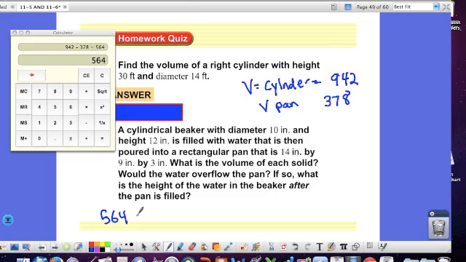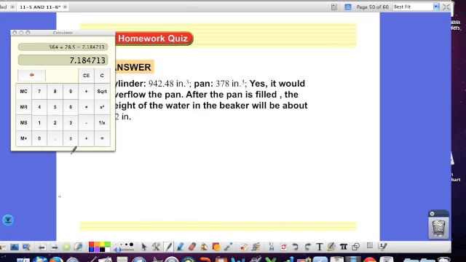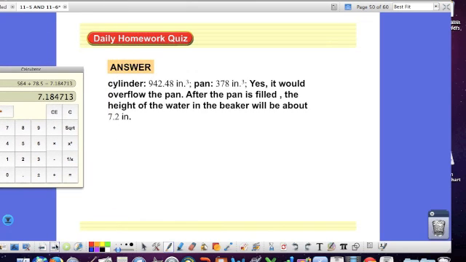If so, what is the height of water in the beaker after the pan is filled? So we want to know, when the volume is 564 and we had pi radius squared height, what the height is going to be. So if you remember, our radius was 5, 25 times 3.14 is 78.5. So the area of the base is 78.5. When I take 564 and I divide by 78.5, I get almost 7.2. So the height of the water, when I pour some out of the cylinder, is still going to be about 7.2 inches high.